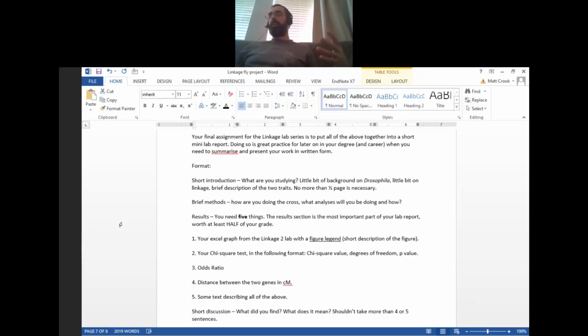So when you write a lab report, you can't just give your results. You also have to describe them a little bit so that you're not relying on the reader to interpret your images as you intend them to, right? So you actually need to walk them through. Like, what does the graph show? You need to basically describe the chi-squared test and the odds ratio and the distance. You don't have to interpret it, right? That's discussion type stuff, but you do have to describe it, right?